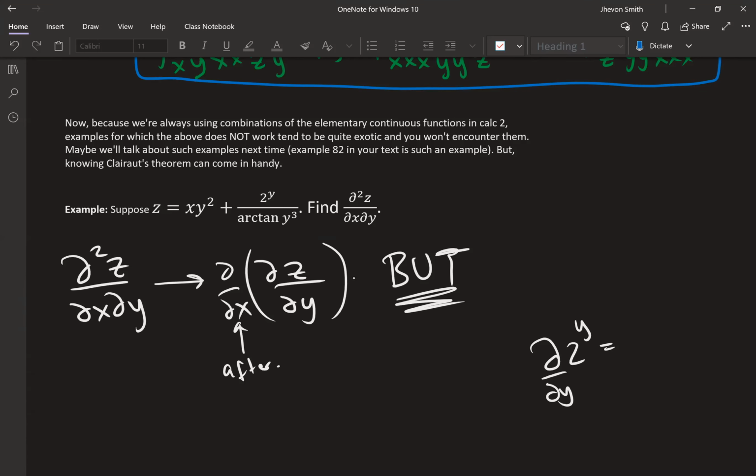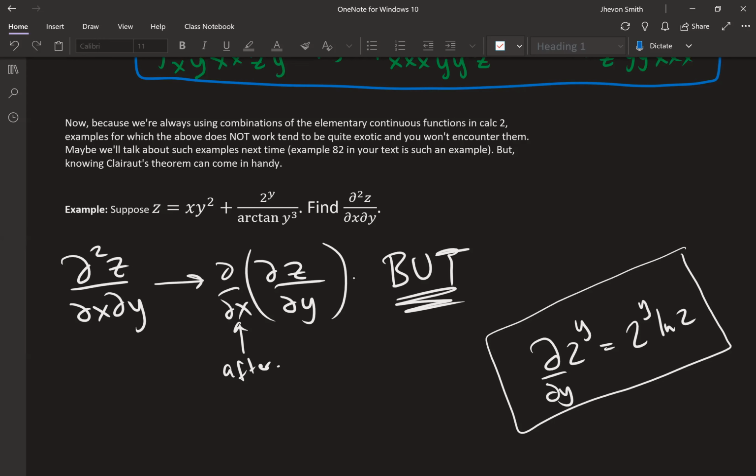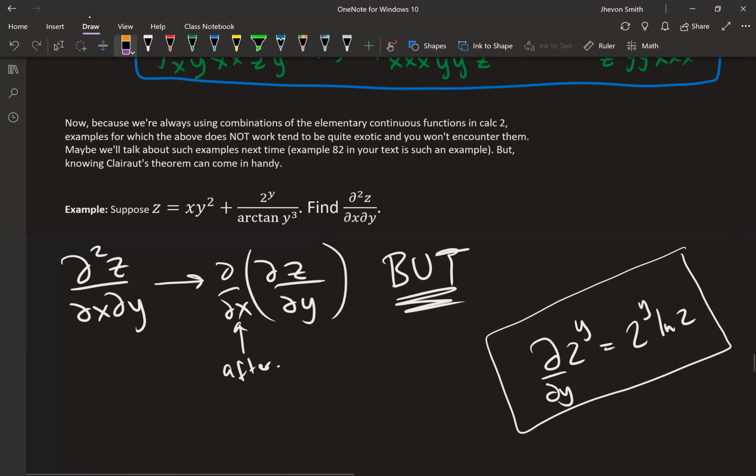Jason, you remember what that is? The derivative with respect to y of 2 to the y. Well, if it's 2 to the y power, the derivative would be 2 to the y power times the derivative of y, which is 1, times ln of 2. Right. So it's 2 to the y ln 2. Okay. So we do know if we're forced to do it, we can do it.